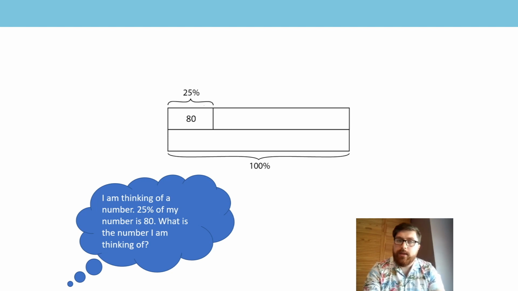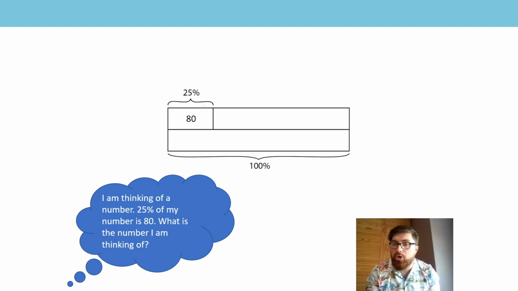Okay, now I'm thinking of a number again. Now 25% of my number is 80. What is the number I'm thinking of? Do you think? Well, it's just like in the previous examples, isn't it? I've got 25%. I can multiply that up, can't I, to make 100%.